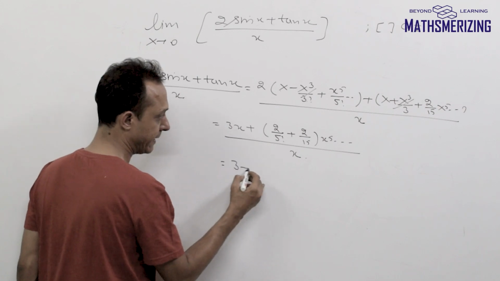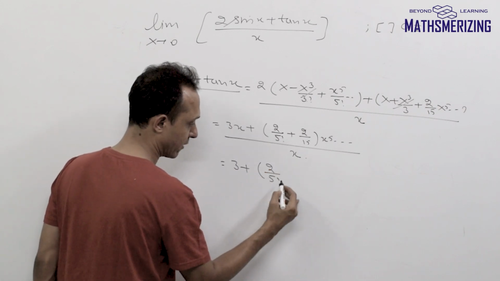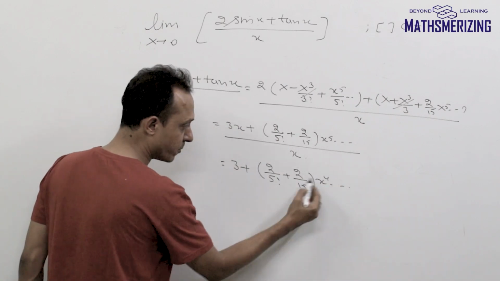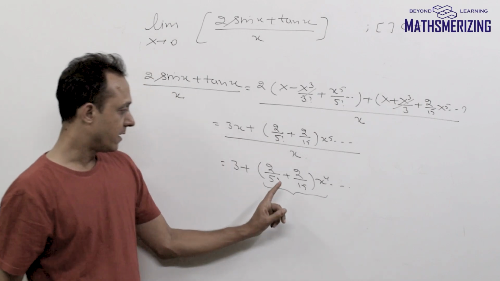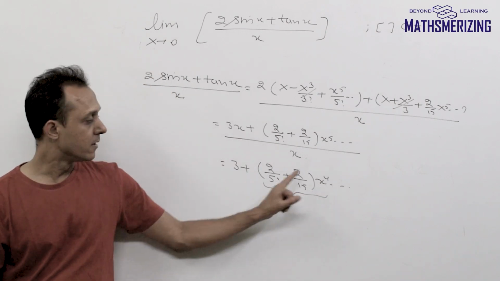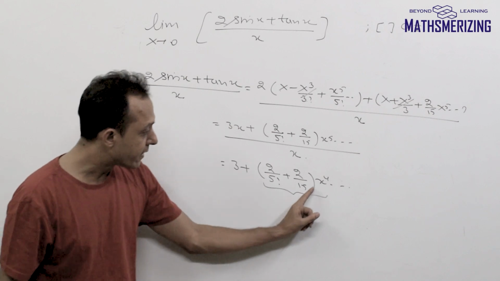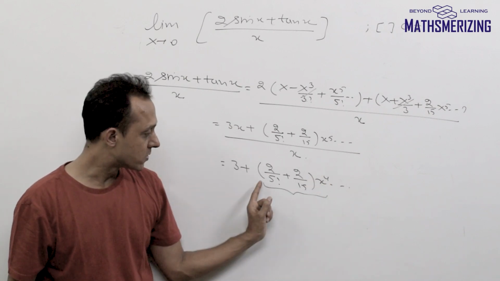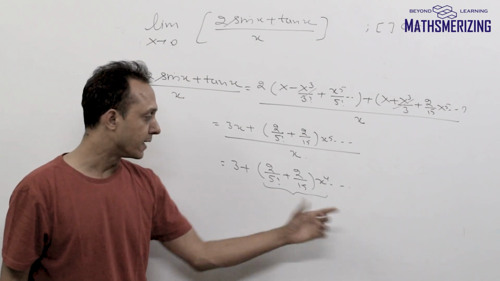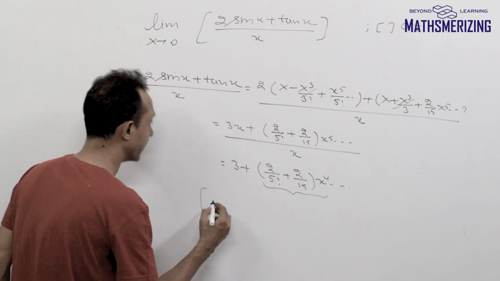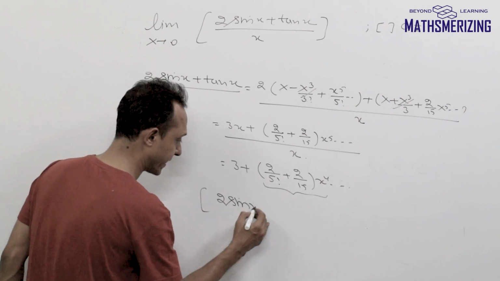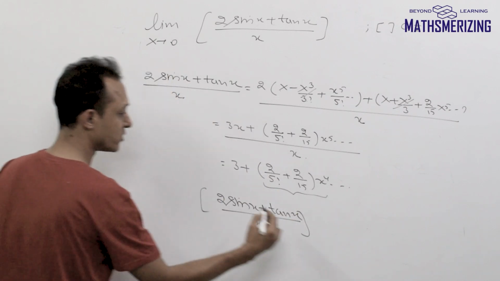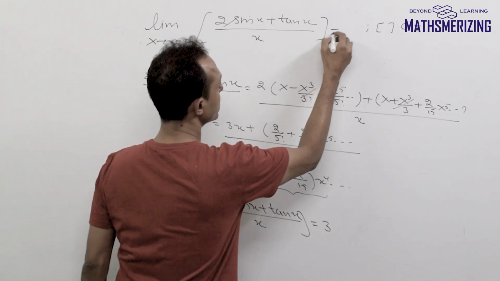So if I divide by x, I'll write 3 plus (2 upon factorial 5 plus 2 by 15) x to the power 4. Now this x to the power 4 term has a positive coefficient with a positive power, so this value will be positive, and as the power increases, the value of x to the power n decreases. So this expression will be 3 point something, some positive value. So if I take its greatest integer function, the greatest integer function of (2 sin x plus 10x) upon x, when x tends to 0, will be simply 3. So that is the answer to this question.